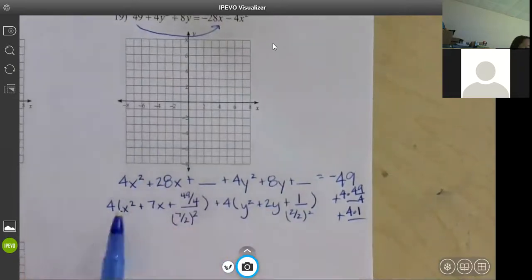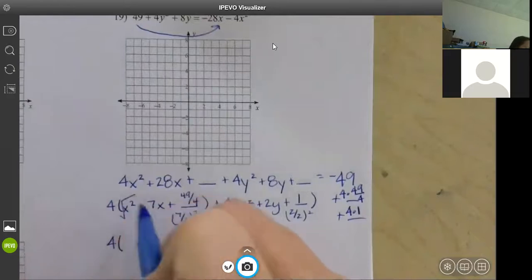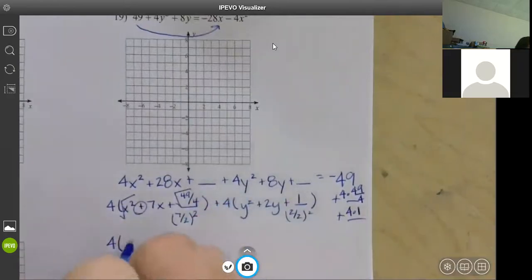Square root of your first, sign, square root of your last. So the square root of x squared is x, and your sign is plus. When you take the square root of a fraction, you take the square root of the top and the square root of the bottom. So what's the square root of 49? Square root of the 4.